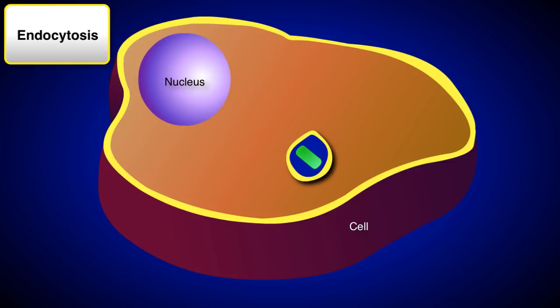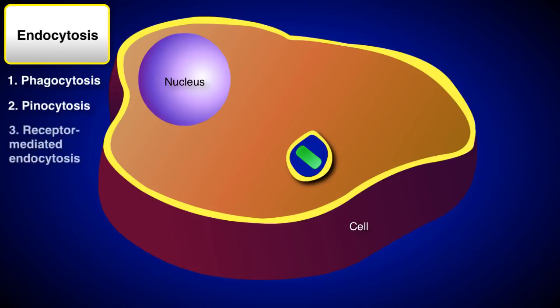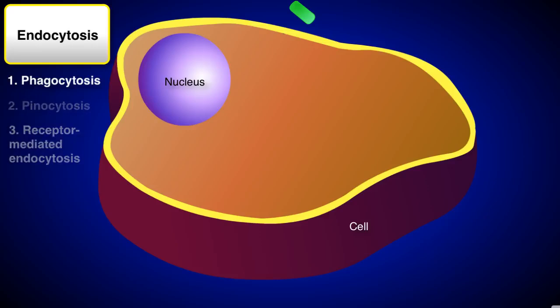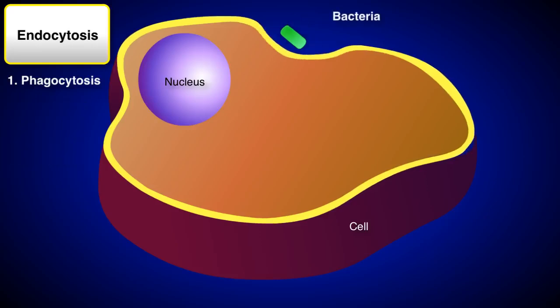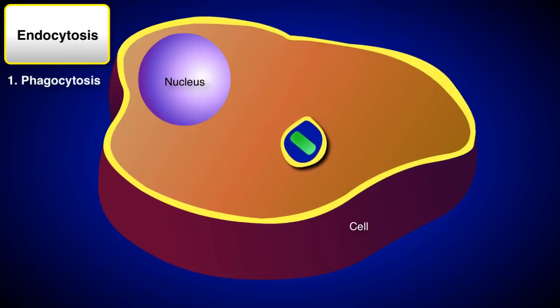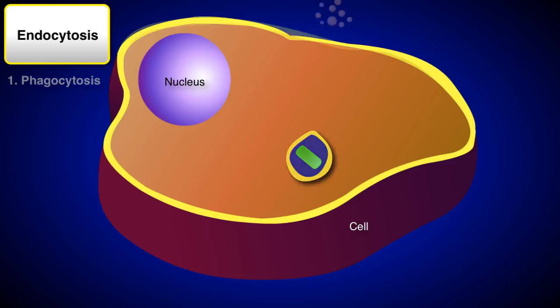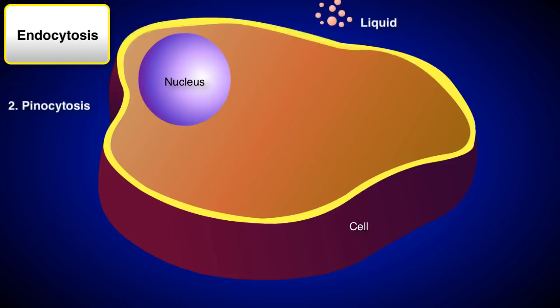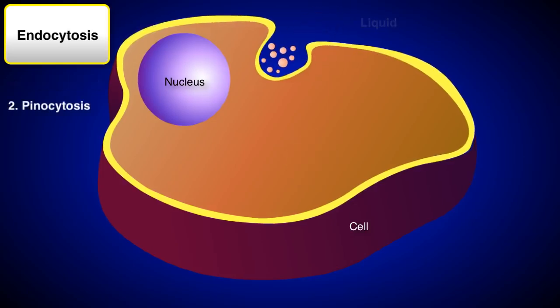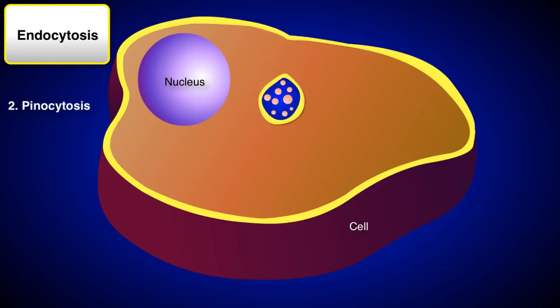Cells use three basic types of endocytosis, depending on the size and nature of the material to be digested: phagocytosis, pinocytosis, and receptor-mediated endocytosis. If the material taken in is large, such as bacteria or a food particle, the process is called phagocytosis. Pinocytosis occurs when vesicles form around a liquid or very small particles.